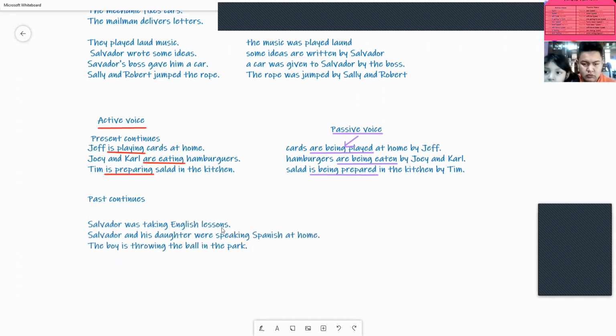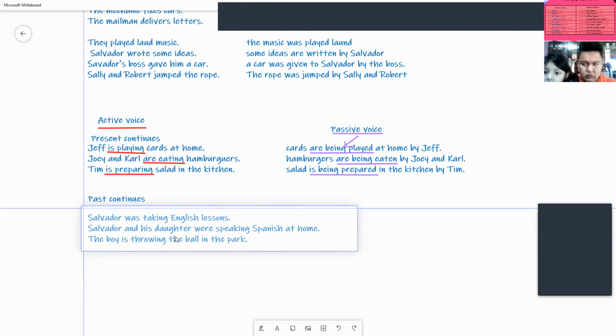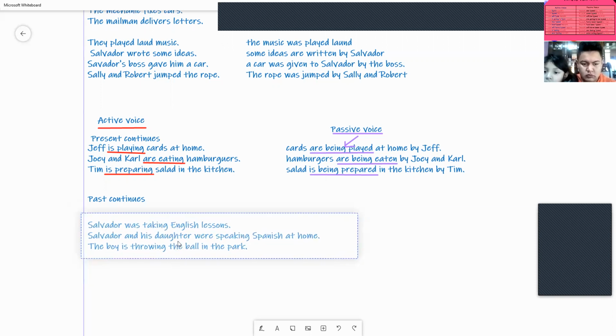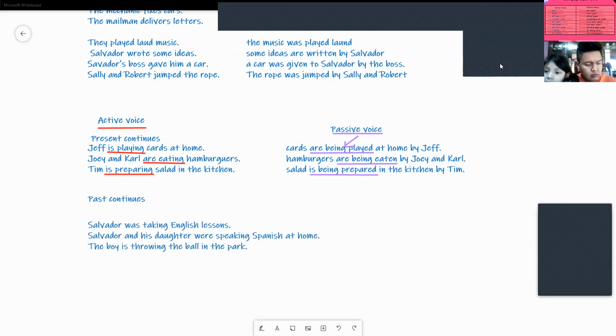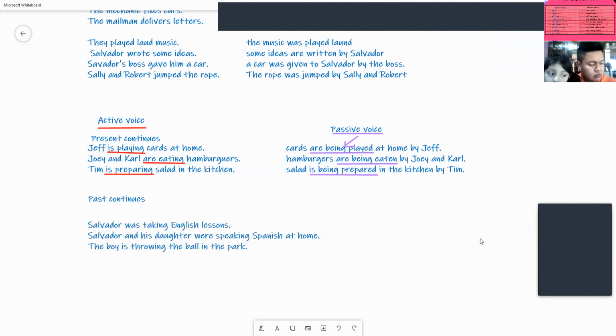Okay, now here we have these examples, and I want you to use them or type them in the passive voice. Now you have the remote access to the computer, so start typing. See the table that you have from past continuous or past progressive, how you report them into passive voice.